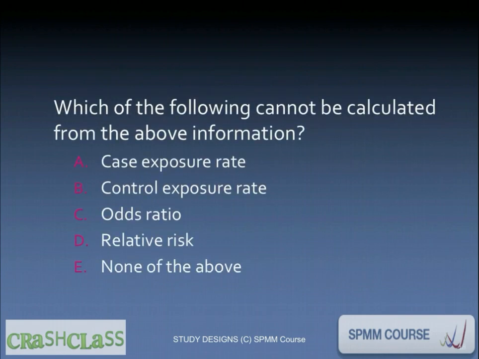Which of the following information cannot be calculated from the above? Case exposure rate, control exposure rate, odds ratio, relative risk, none of the above. We have just calculated case exposure, control exposure, and odds ratio. We cannot calculate relative risk because this is a case control study and not a study where risk is meaningful. We can only calculate odds ratio from a case control study.